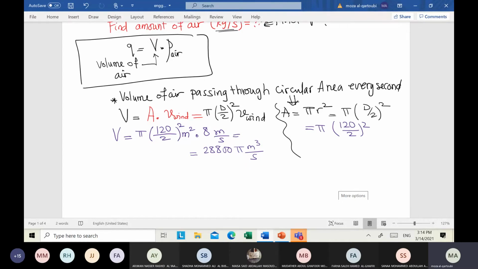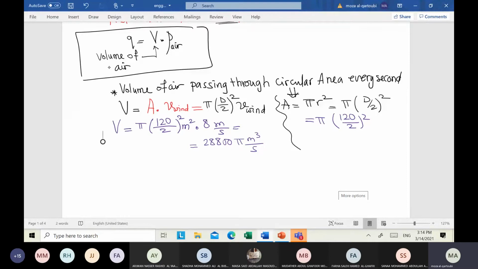This is the volume. Then we go back to substitute in the rule of Q, the amount of air. This is called mass flow in chemical. I'm asking now what this symbol Q means. It is given in unit kilogram per second. This is mass flow. Yes.